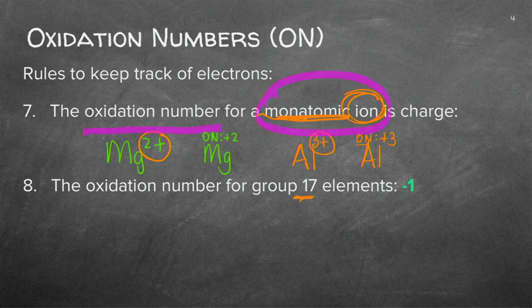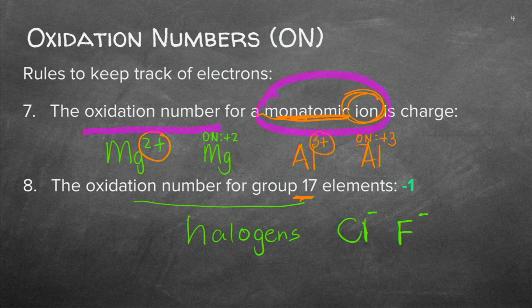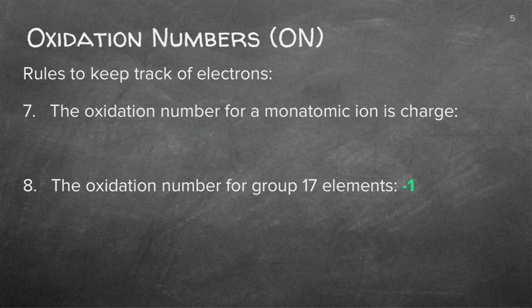Do you know the name? The name of group 17 is halogens. And we've used halogens before. We know it's chloride, it is fluoride, it is bromide, and it's iodide. What do we know? It's got a -1 oxidation number. And we've almost finished with all the rules.